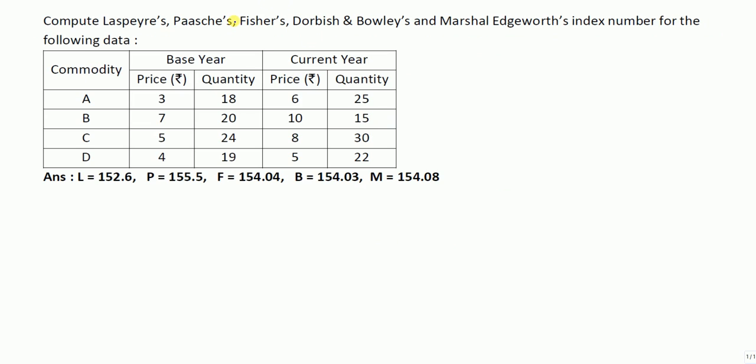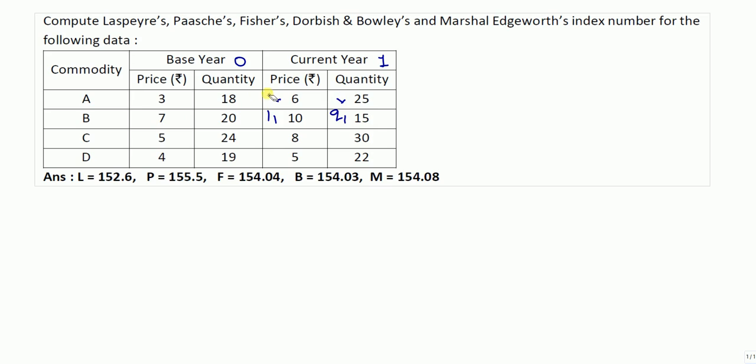Compute Laspeyres, Paasche's, Fisher's, Bowley's, and Marshall-Edgeworth's index number for the following data. Commodities are A, B, C, D, with base year price and quantity, and current year price and quantity. Always remember that the base year is always taken as 0 and the current year is always taken as 1. Similarly, price is taken as P and quantity as Q. So this column indicates P0, this column indicates Q0, this column indicates current year, that is 1, and price P1, and this is Q1.